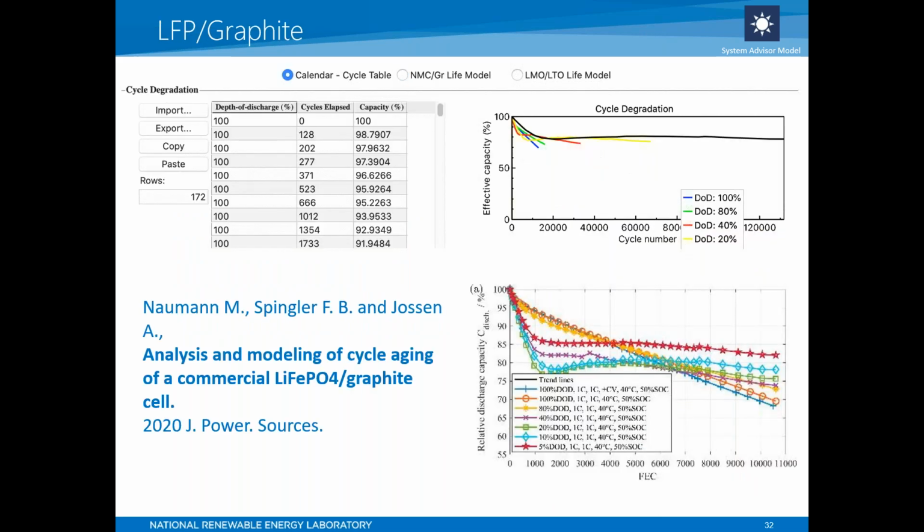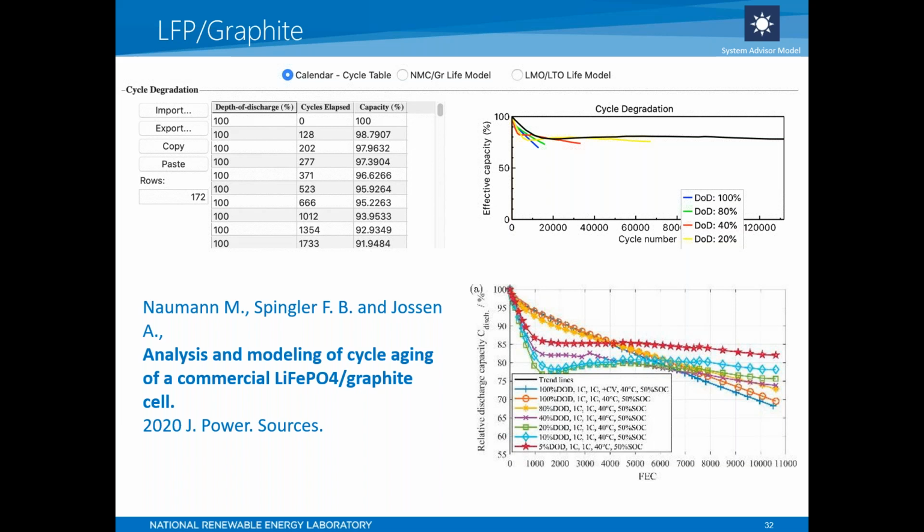For the LFP graphite lifetime model, we did not implement the equations directly from this paper by Naumann called Analysis and Modeling of Cycle Aging of a Commercial LFP Graphite Cell. Instead, we extracted the data from the graphs, such as the one shown to the bottom right here, and created a lookup table that we then use as inputs to the cycle degradation model.